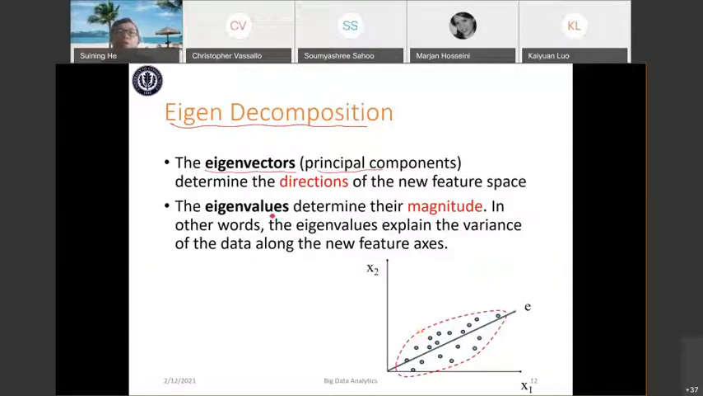And the eigenvalues are the values that determine their magnitude. So the larger the eigenvalue, the larger the spread will be. In other words, it will explain the variance of the data along the new feature space. So if we project the data points towards this principal component, the entire spread will be described based on these eigenvalues. And we will see some examples in some figures. And let's figure out how we can calculate the eigenvectors and eigenvalues first.